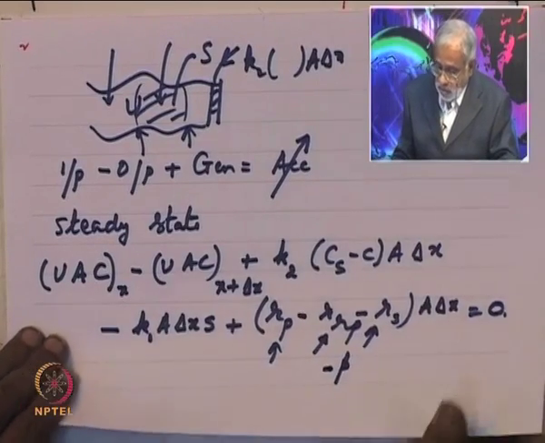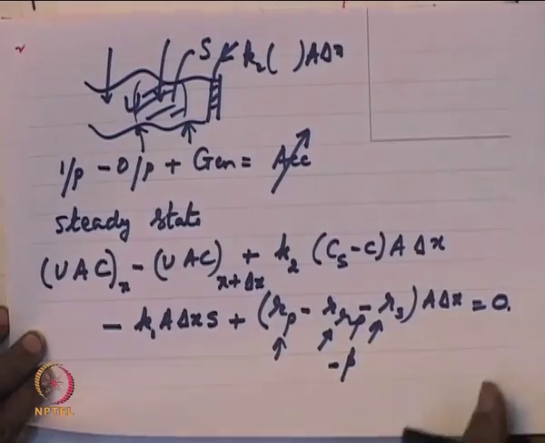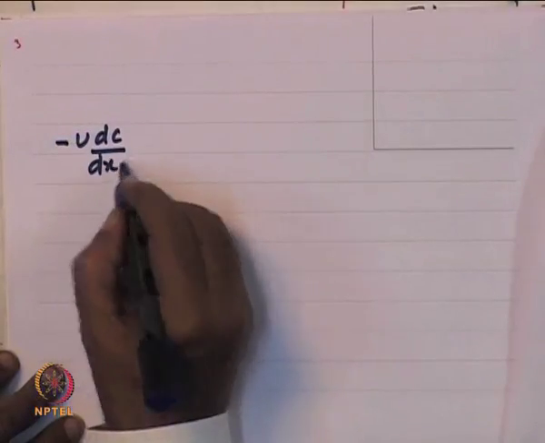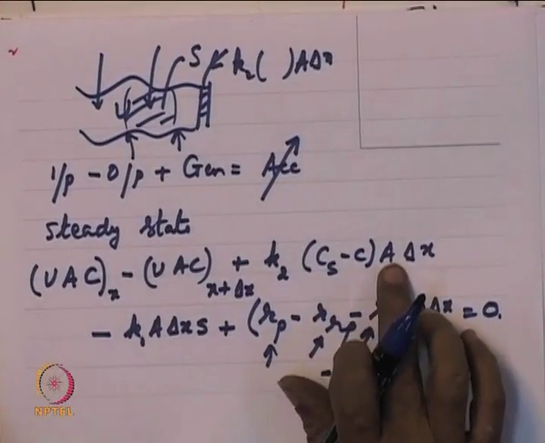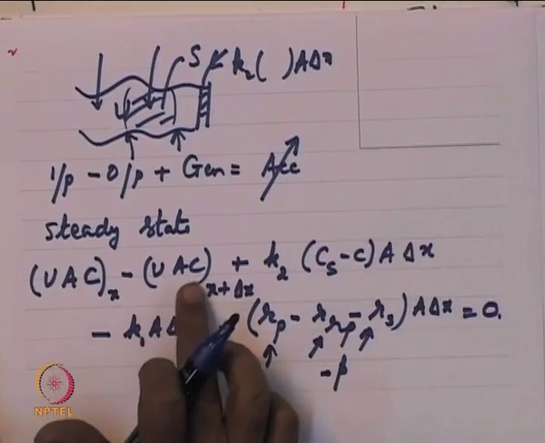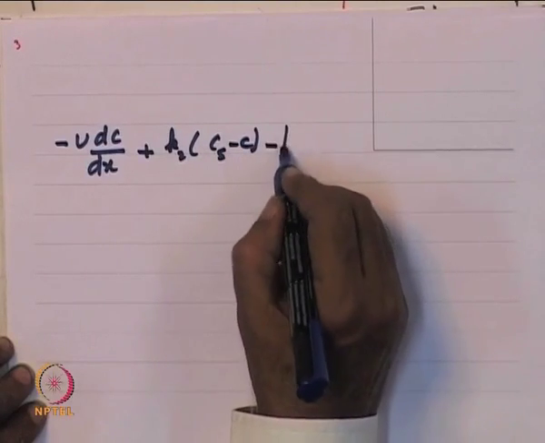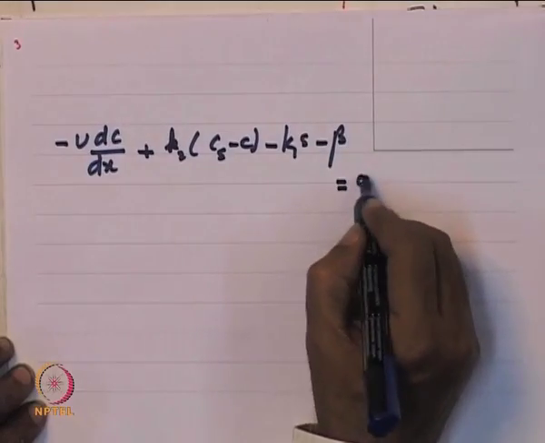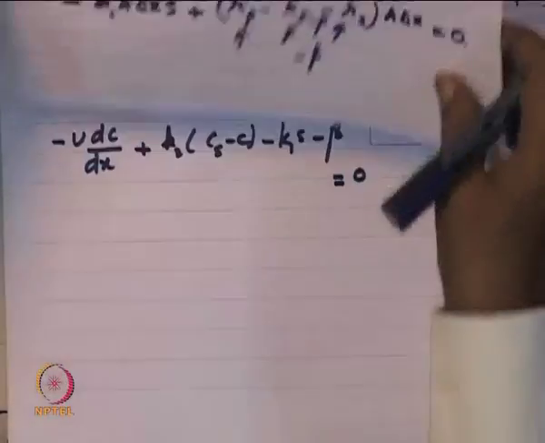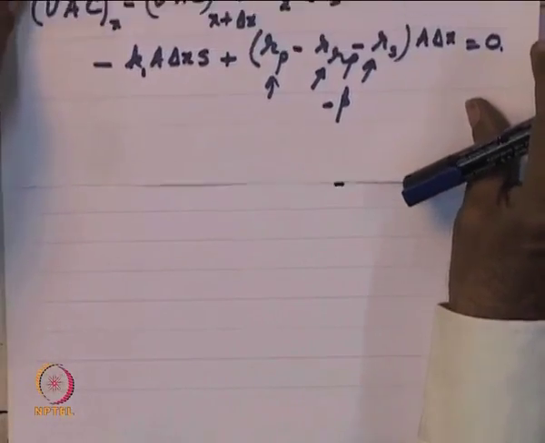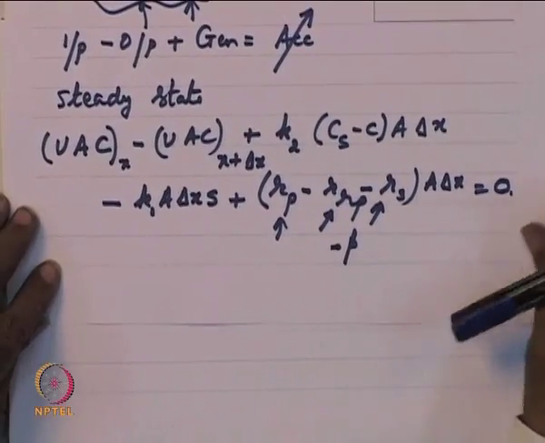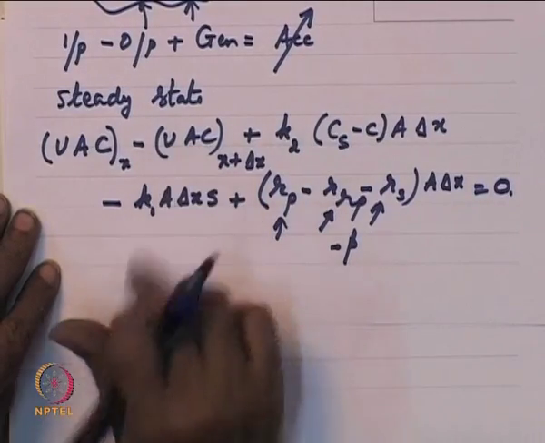Okay. So, let us just simplify this. Please help me so that we can put all these numbers together. What I am going to do now is divide throughout by A delta x and take the limit as delta x tends to 0, and so on. When you do that, you get minus u dC/dx, the first term. Please see here, if I divide throughout by A delta x, it becomes minus u, A cancels off, dC/dx, plus k2 times (Cs minus C) minus k1 S minus beta equal to 0. Please make sure that our equations are proper. Okay. Let me run through this once again. This gives you minus u times dC/dx.